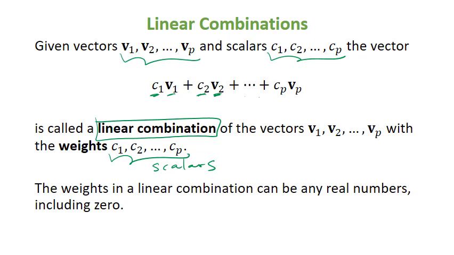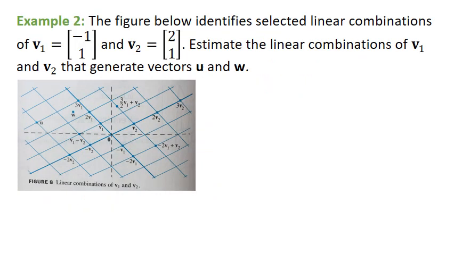So a linear combination can be any real number including 0, and we'll see lots of different linear combinations of these. The first example that I have here is something that you will see in your homework. And basically it says that this figure identifies selected linear combinations of these two vectors.